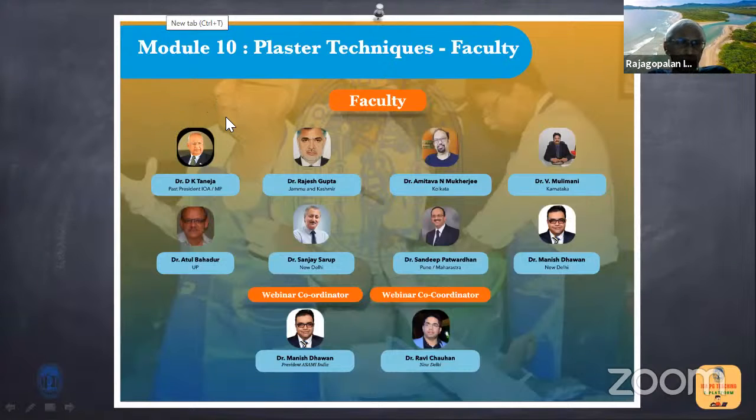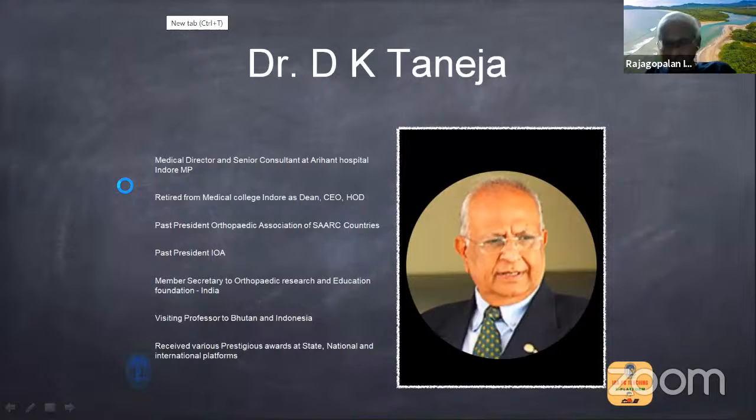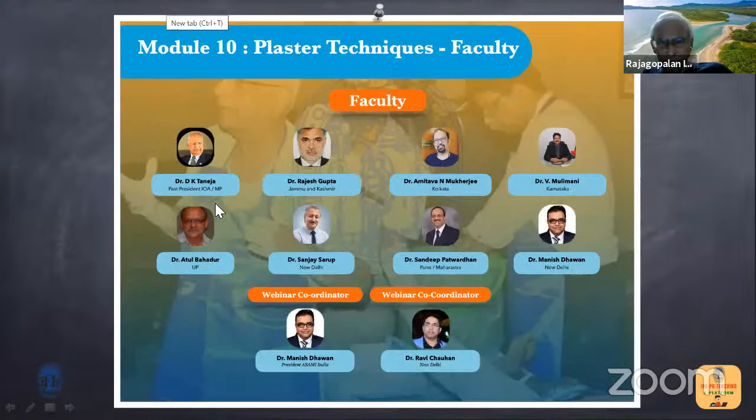Dr. Rajesh Gupta, he has done this program many times before and has been with his team and has had a wide acclaim. And we have a very, very senior person, teacher of all of us, teacher of teachers, Dr. Taneja. I don't have to say anything more, but a few words will come. Dr. Rajesh, Dr. Mukherjee, Dr. Venkatesh Mulimani, Dr. Atul, Dr. Sanjay Swarup, Sandeep, and Dr. Manish Dhawan.